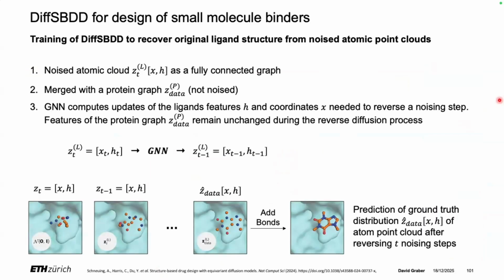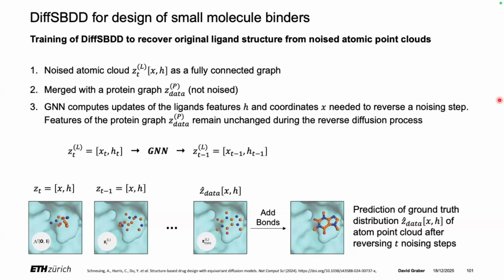The backbone of this model, so the neural network that removes these noising steps, is a GNN. And so these noised atomic point clouds are represented as fully connected graphs. And then they are merged with a protein graph, so the surrounding amino acids within the pocket, but these are not noised. So then the GNN computes updates of the ligand features H and the coordinates X that are needed to reverse one noising step. And the features and coordinates of the protein graph, so the surrounding amino acids, they remain unchanged during this reverse diffusion process.